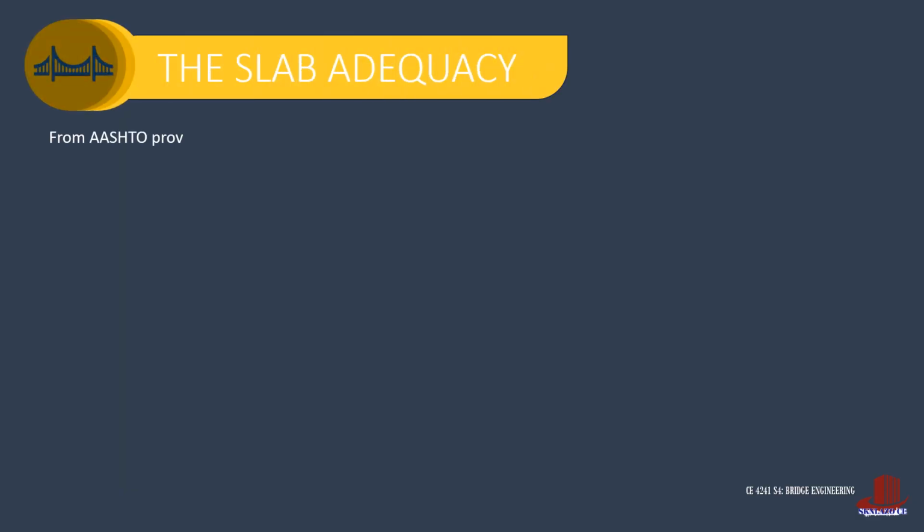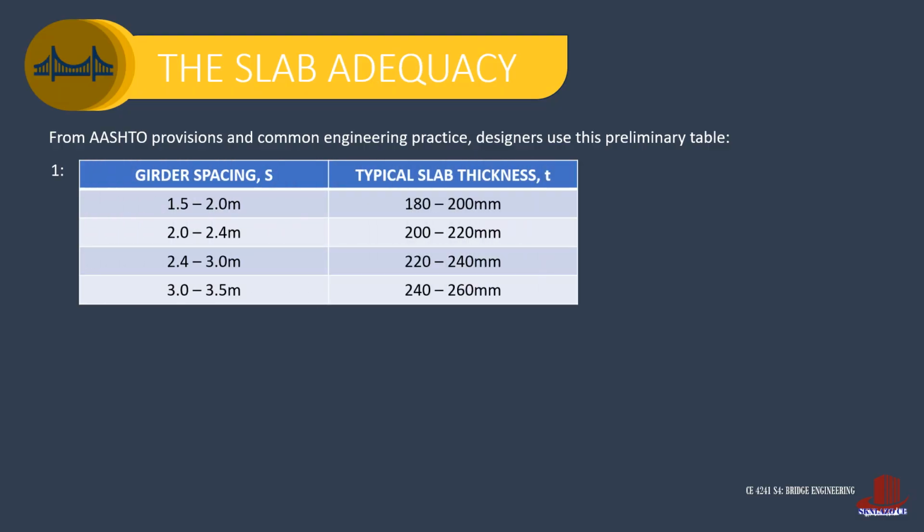Since there isn't any simplified single equation for slab thickness, we use the preliminary table summarized from AASHTO provisions and common engineering practice. This shows the typical slab thickness with respect to girder spacing, which starts at 1.5 until 3.5 meters. At S of 1.92 meters, the range of slab thickness starts from 180 to 200 mm. So the assumed thickness of 200 millimeters is within the range.